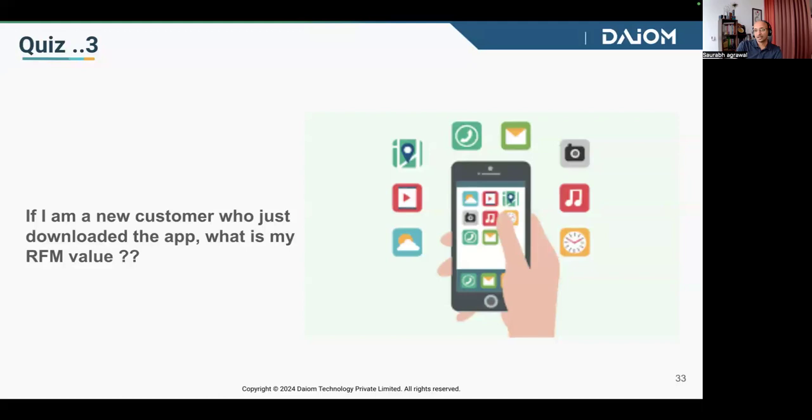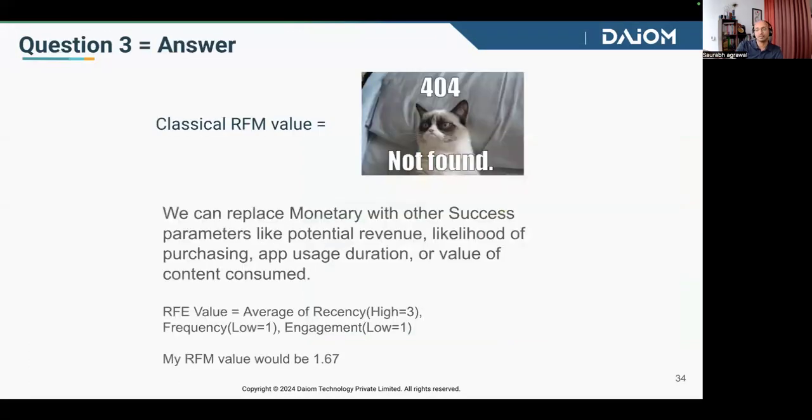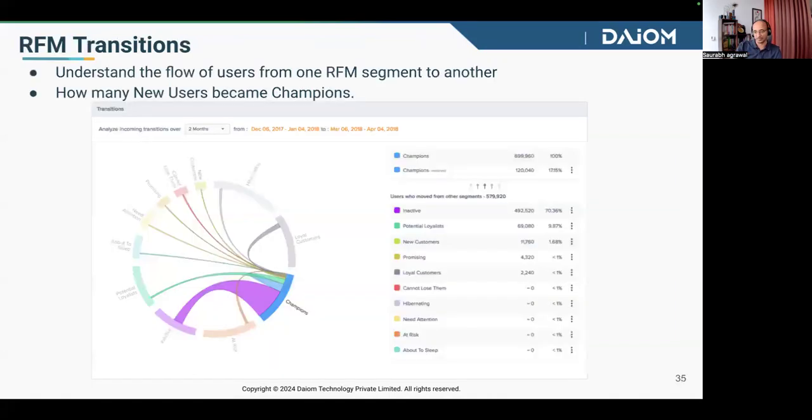Sure. Yeah. So if I am a new customer who just downloaded the app, what is my RFM value? So RFM will not be applicable here, as I said to you, because you have not purchased anything. Okay, so it's a lead. So whenever you are doing lead nurturing types of campaigns, modified methods of RFM can be applied there. Okay. Now what happens is, you set up RFM. So today you have an RFM that says these are the people, 100 people are in different segments.